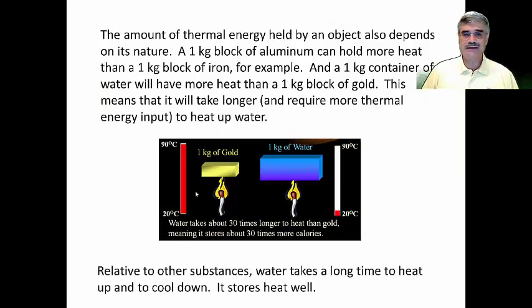If you have a 1 kilogram block of aluminum, it can hold more heat than a 1 kilogram block of iron. You may not know that, of course, but that is in fact the case. It has to do with something called the specific heat of the two elements. Also, a 1 kilogram container of water will hold more heat than a 1 kilogram block of gold.